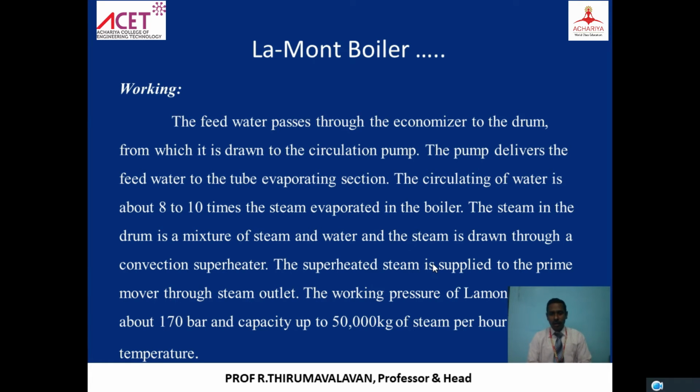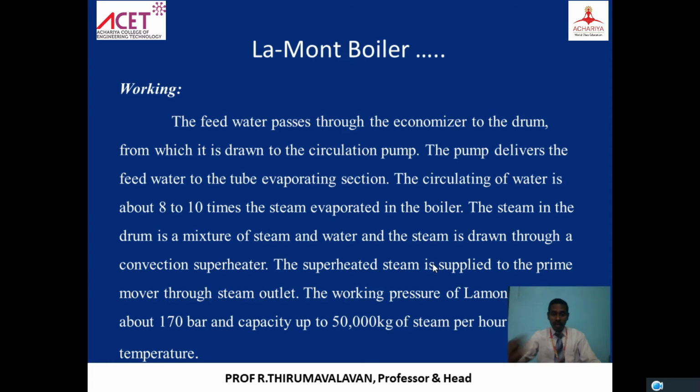The feed water passes through the economizer to the drum. The same thing we explain again, from which it is brought to the circulating pump. The pump delivers the water through the tubes at high quantity, 8 to 10 times the boiler's capacity. The steam drum holds a mixture of steam and water. The steam is drawn through the convection superheater. The superheated steam is supplied to the prime mover through the steam outlet. Prime mover means it is going to be a turbine.